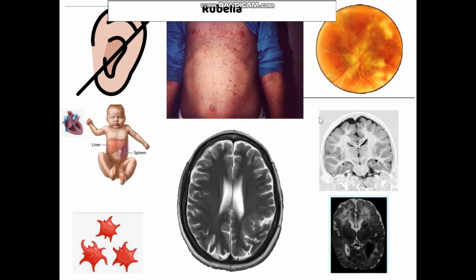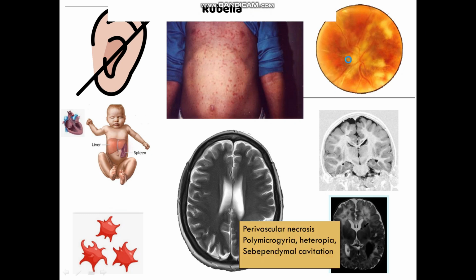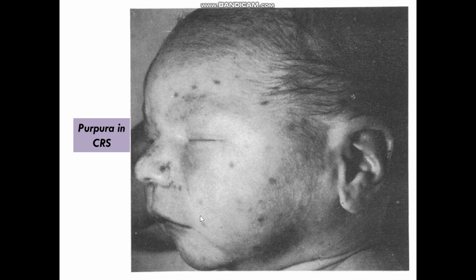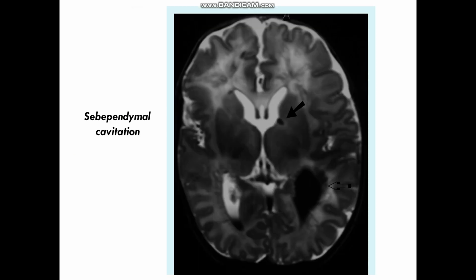As for rubella, it can also cause purpura, hepatosplenomegaly, growth retardation, congenital heart disease, deafness, cataract, and chorioretinitis. As for the specific neurological manifestations, it can cause perivascular necrosis, polymicrogyria, heterotopia, and some ependymal cavitation. Here's a picture of purpura in congenital rubella syndrome. And here's a picture of subependymal cavitation.